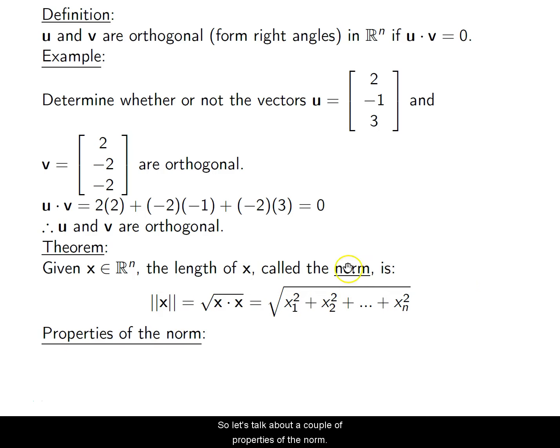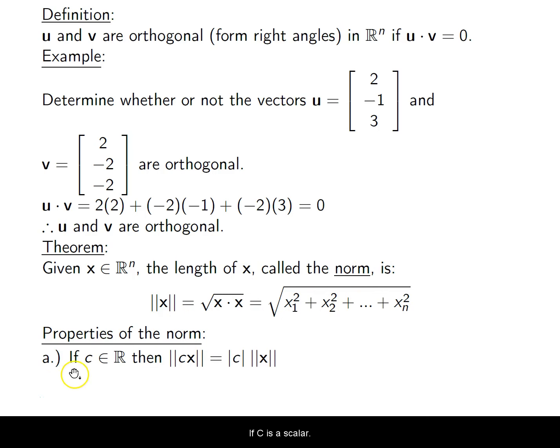So let's talk about a couple of properties of the norm. If c is a scalar, then the norm of c times x, a scalar multiple of x, is going to be the absolute value of your scalar times your length of x, your norm of x. Again, we're talking about distances here. We're going to start to apply this norm to a lot of the distance formulas you've probably seen before from regular geometry, algebra, calculus, things like that. So the norm is how we talk about length in vectors and in vector spaces, actually.